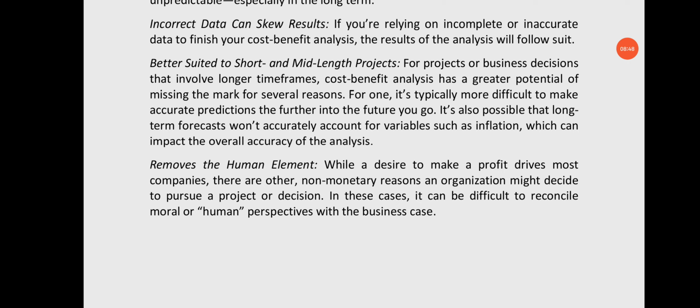Incorrect data can skew results. If you are relying on incomplete or inaccurate data for your cost benefit analysis, the results of your analysis will follow suit.